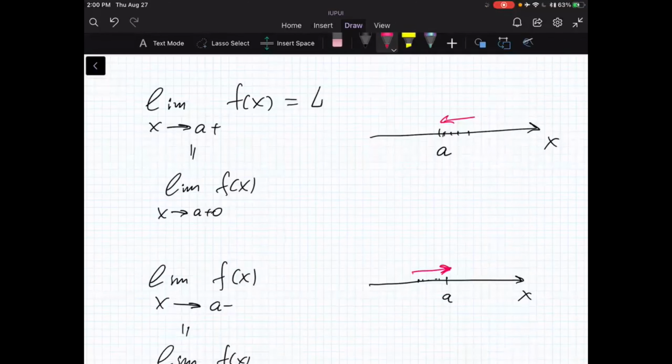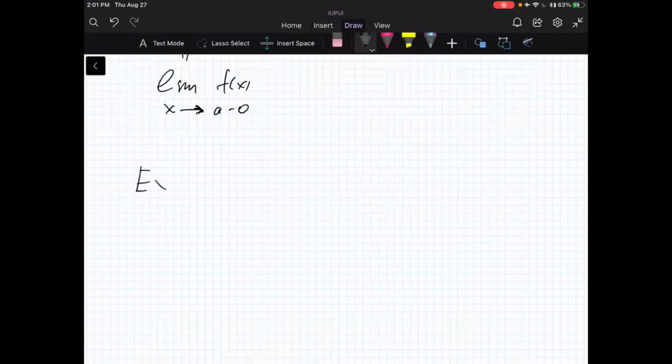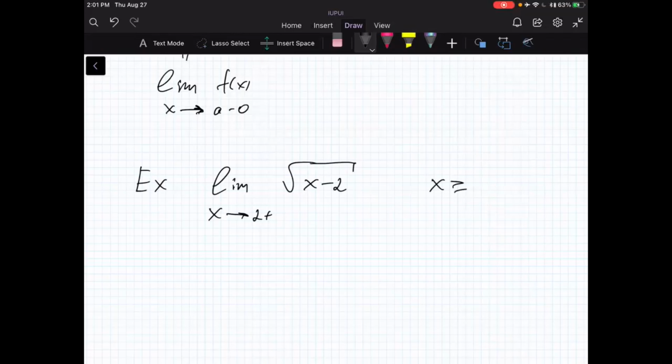Okay, and for example, let's consider this function: limit when x goes to 2 plus of square root of x minus 2. So why do we consider this limit? Why not x goes to 2? Because when we say that x goes to 2, we do not specify from which side, while the function is defined only for x that is equal or greater than 2, right? So we cannot approach it from the left. That means that we have only one option to approach it from the right.